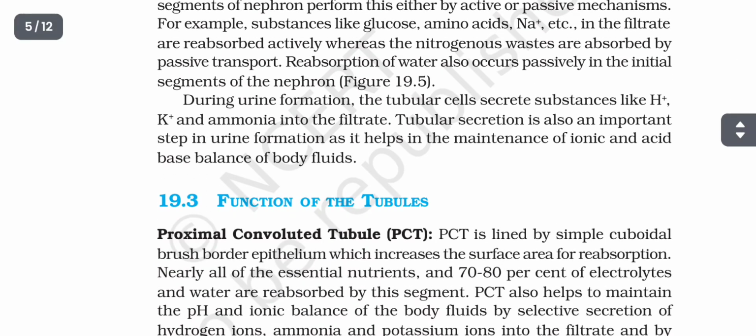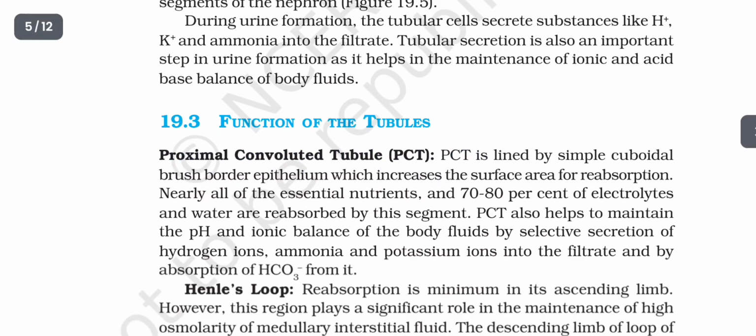During urine formation, the tubular cells secrete substances like H+, potassium, and ammonia into the filtrate. Tubular secretion is also an important step in urine formation as it helps in the maintenance of ionic and acid base balance of body fluids.